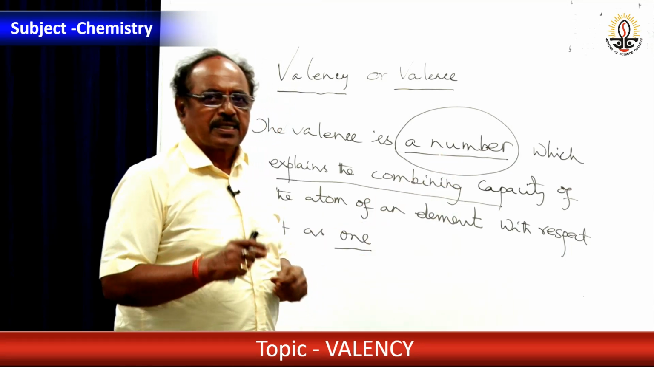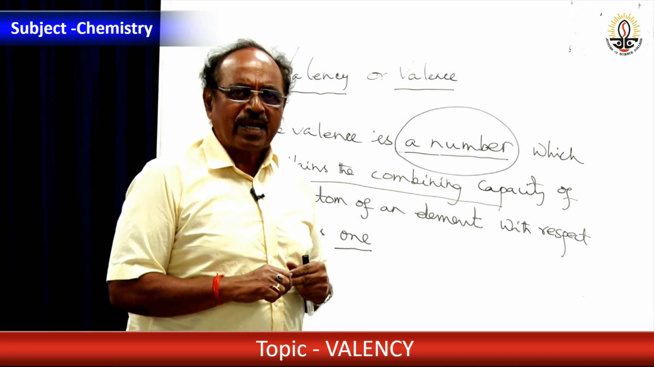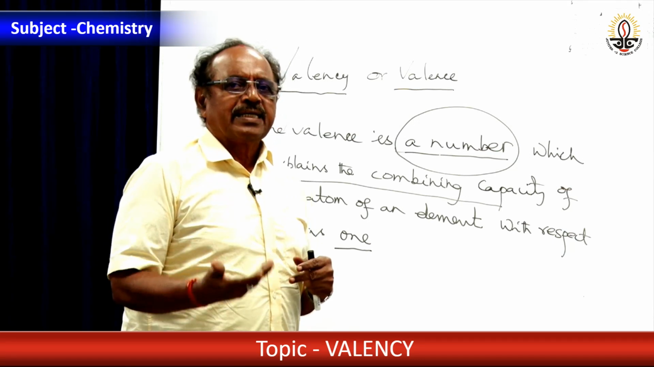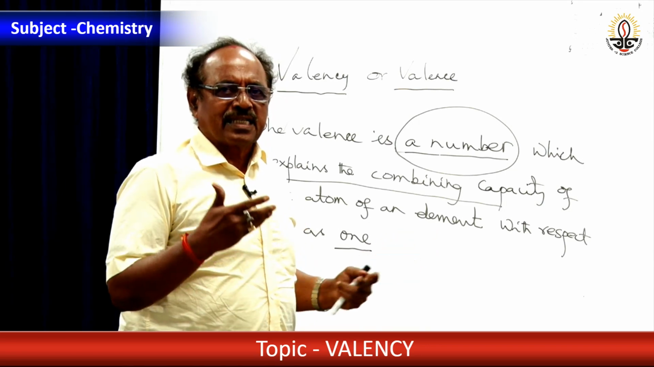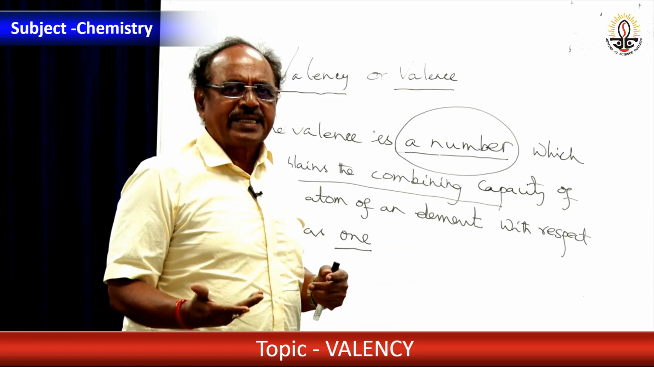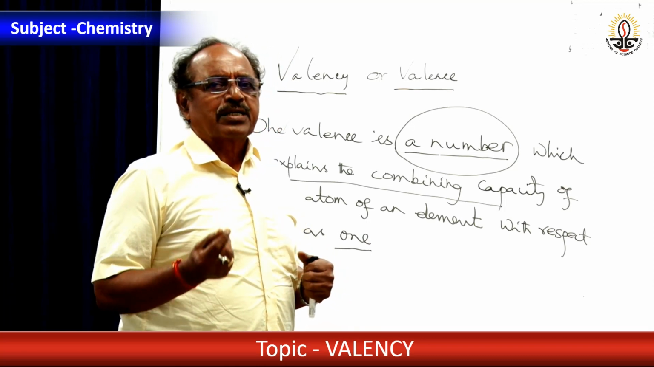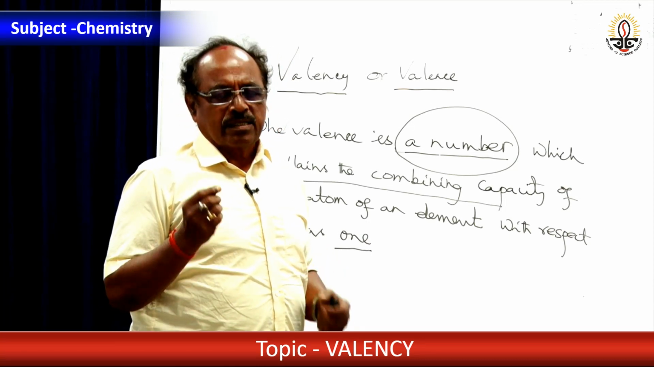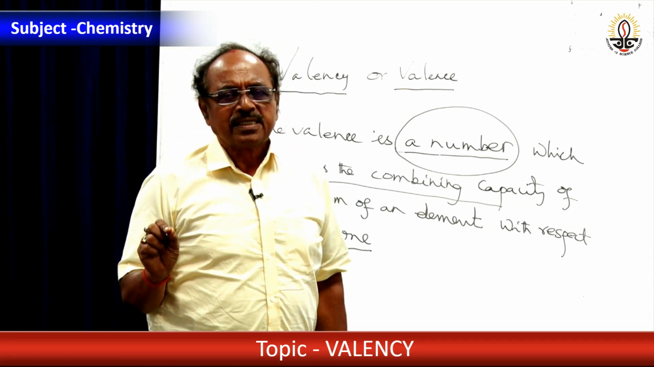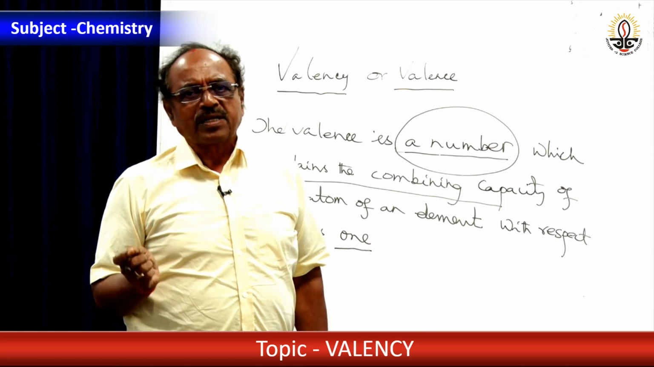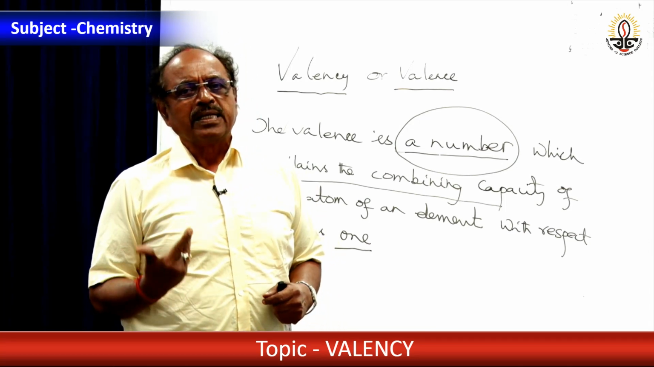and it is a number. Valency cannot be a fraction. So, if a student understands why I am using the word number, then he can understand what valency is. The valency is a number. It explains the combining capacity of the atom of an element with respect to hydrogen as 1. It does not have any unit. It is neither positive nor negative, because it is a combining capacity, and it cannot be a fraction.